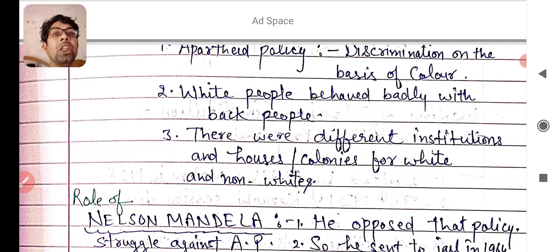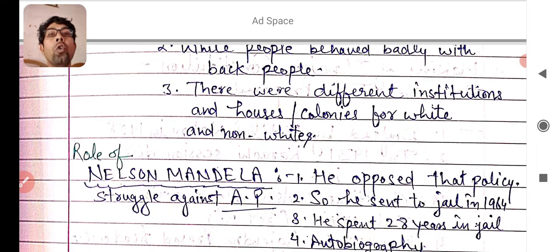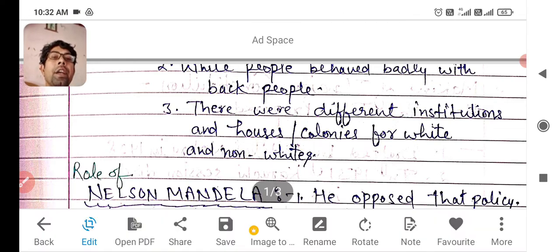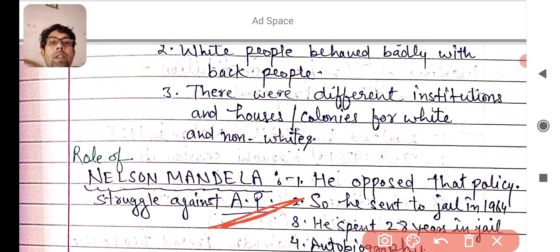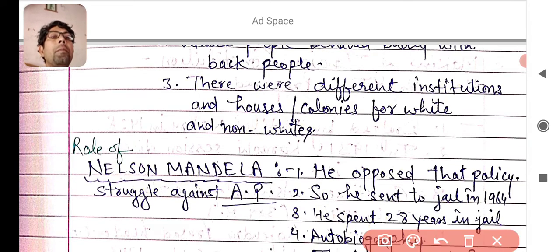I hope you learned the meaning of apartheid policy now, and in the first point you learned the meaning of constitution. Now we will read who fought against that apartheid policy in South Africa. Role of Nelson Mandela against apartheid policy. AP is written there, AP here means apartheid policy. What was the role of Nelson Mandela to struggle against apartheid policy? Firstly, we know that he opposed that policy named apartheid policy.